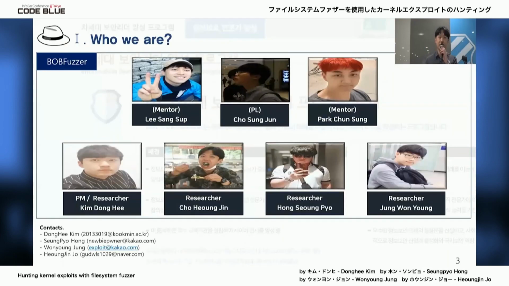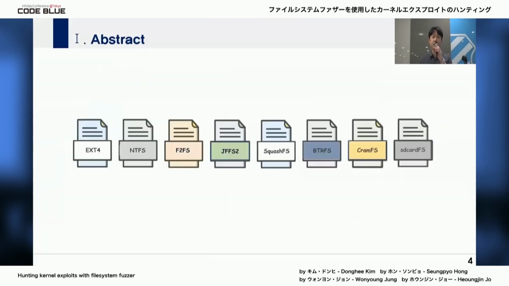This project was conducted in the Security Talent Training curriculum called BOB. There are 2 mentors and 1 PL. I'm in charge of the PM, and there are 3 team members. There are various file systems in the world. However, there are few cases of attacks through the file system. This is because it is a weak model.